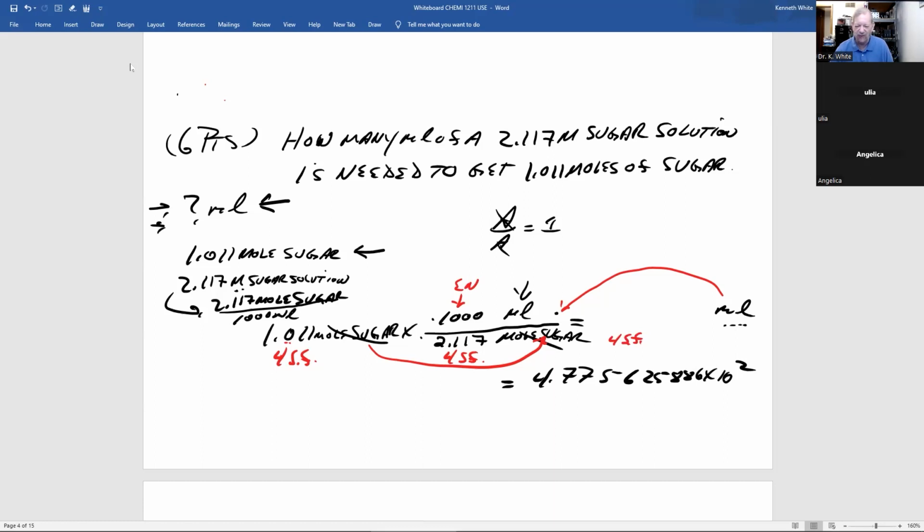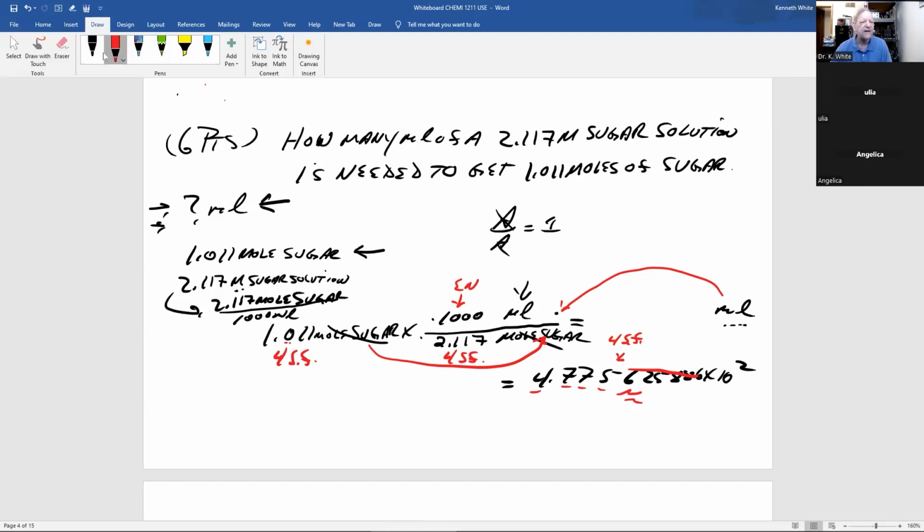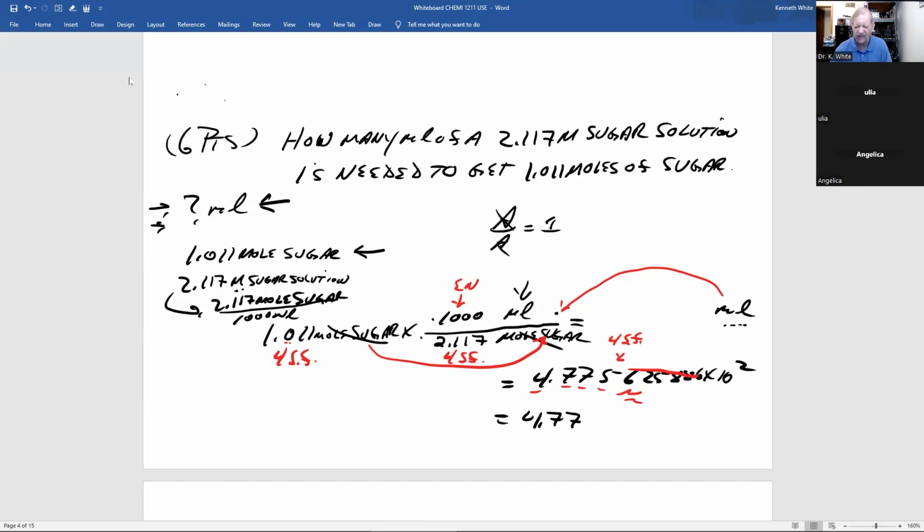I wanted to get out of my rut. 1, 2, 3, 4. Use that number to round off. Is it 5 or higher? Yep. So I'm going to drop that and increase the previous digit by 1. And I'll get 4.776 times 10 squared milliliters, which would also be 477.6 milliliters. And with that, that's how you do it.